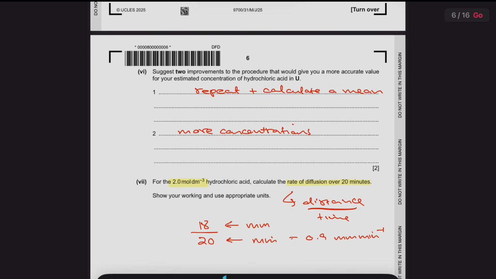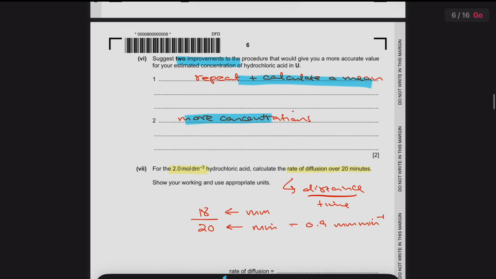Then obviously you do have improvement questions. These are just things you need to be familiar with. So going through question papers, mark schemes really quickly, or honestly sometimes it could just be logical thinking. Things like repeat and calculate a mean are really easy. This sort of answer can be used in most questions, and then more concentrations in this case.